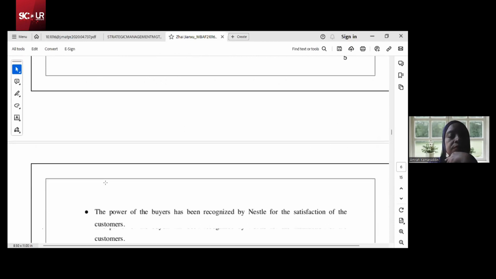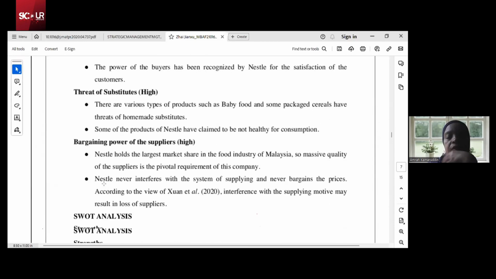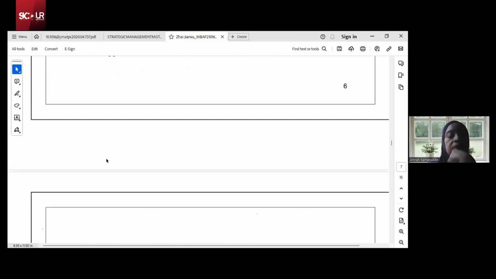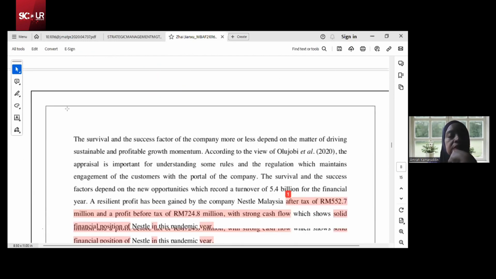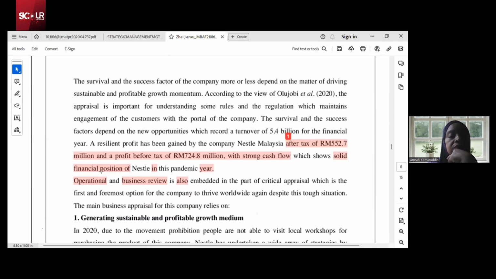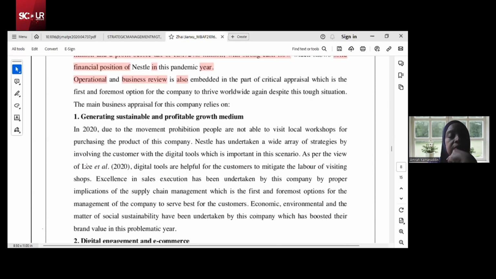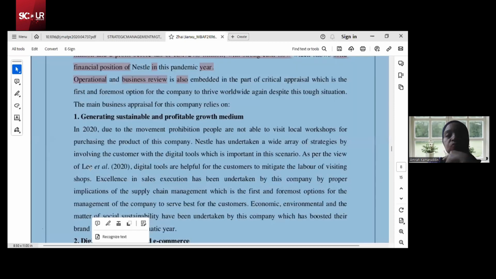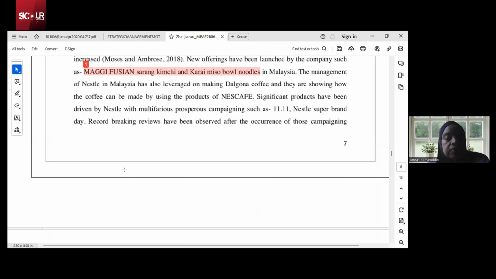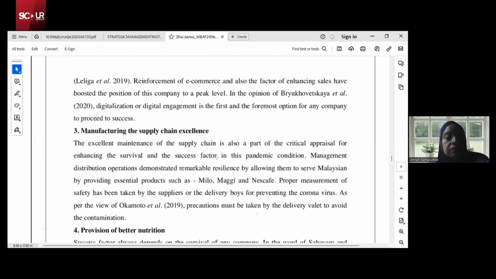Porter's Five Forces. Okay, this is SWOT analysis. You can put it in a box or in bullet points. The red color one is actually from the source. This is et al., which means more than two authors, in italics. Okay, this is how you prepare it.